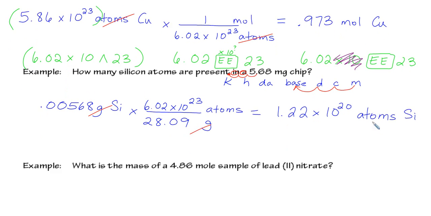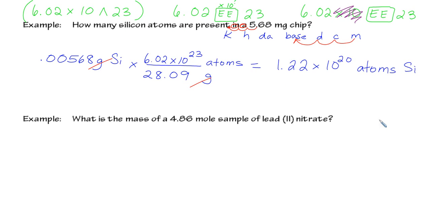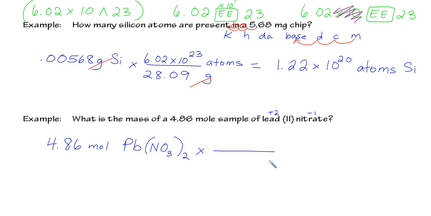The last couple. The mass of 4.86 moles of lead(II) nitrate. Ooh, fun. 4.86 moles of lead(II) nitrate. I have to write the formula. Lead's charge is +2. Nitrate is a polyatomic -1. This should be lead with 2 nitrate groups. Pb(NO3)2.